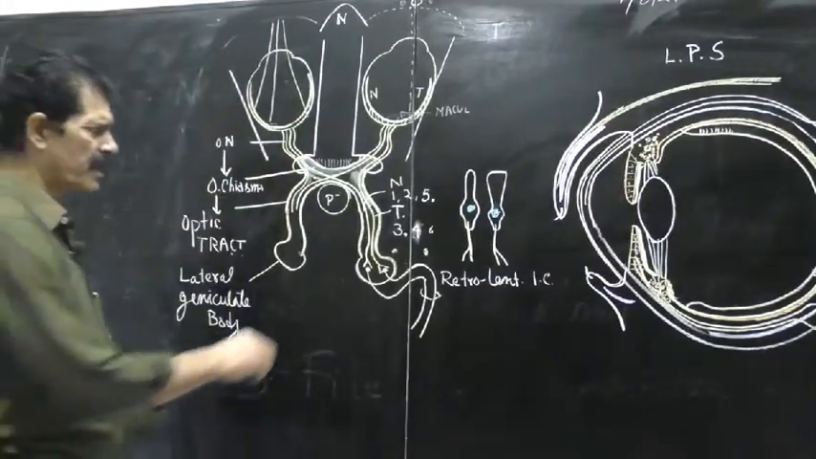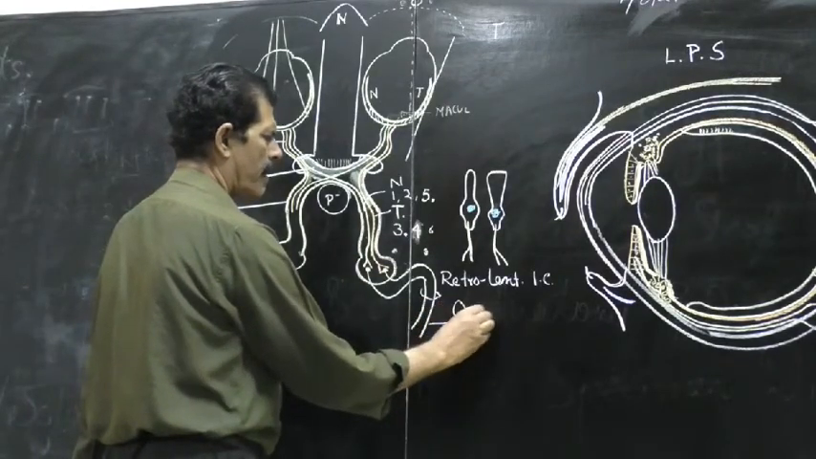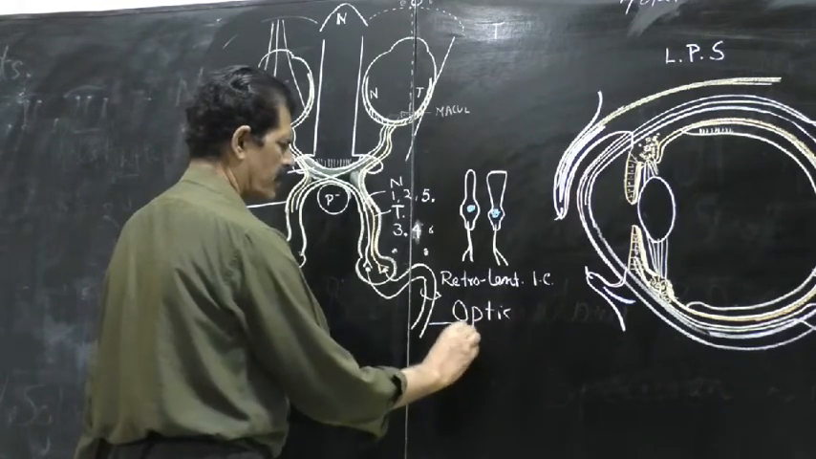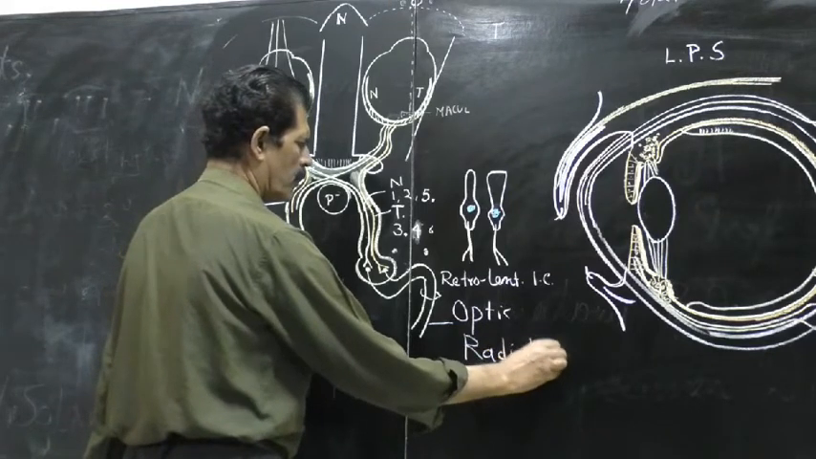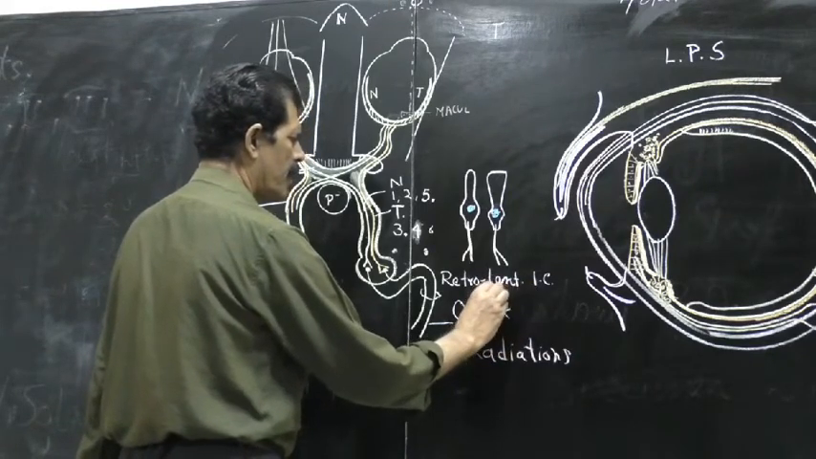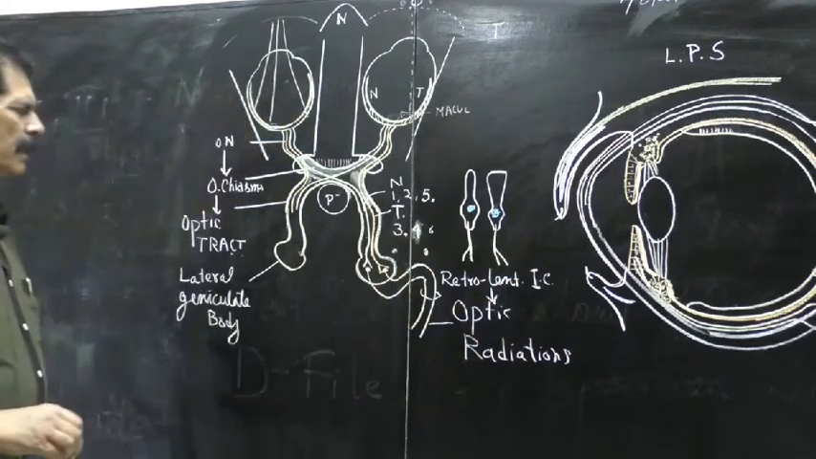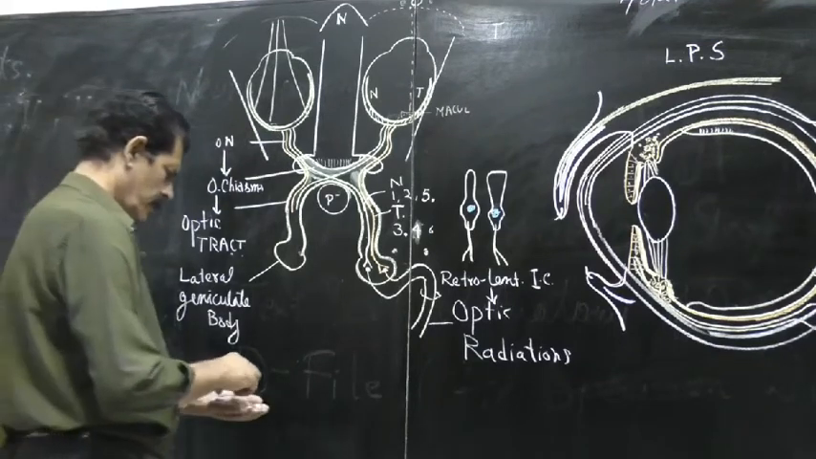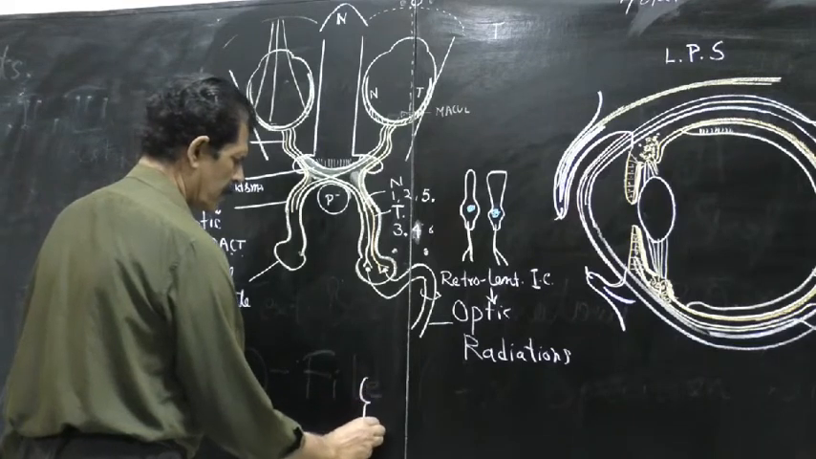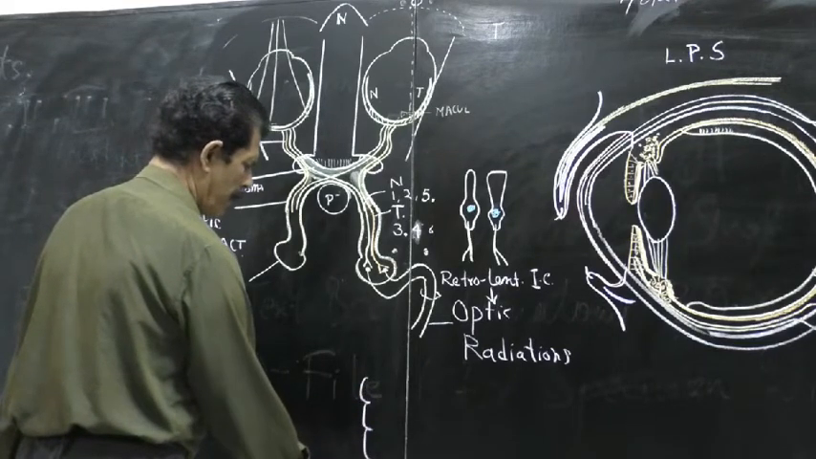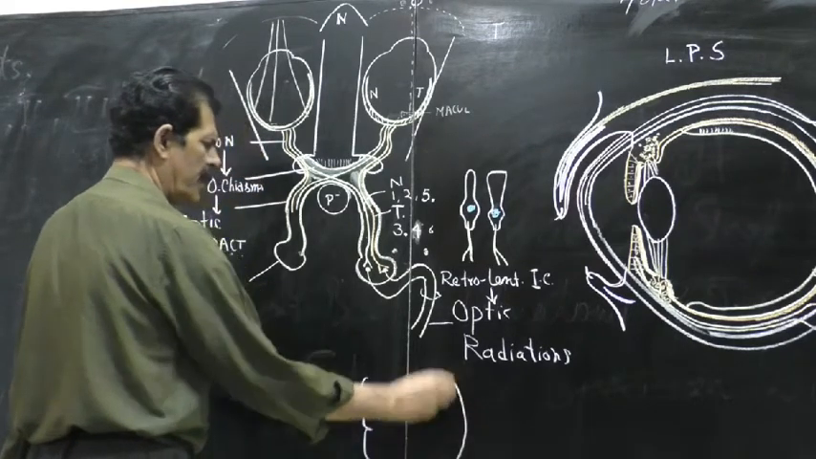After that, these fibers run further back. Now they are called optic radiations. So optic radiations are nothing but the retrolentiform part of the internal capsule, and they run towards the visual cortex, that is the occipital lobe of the conscious level of the brain, that is the cerebrum.